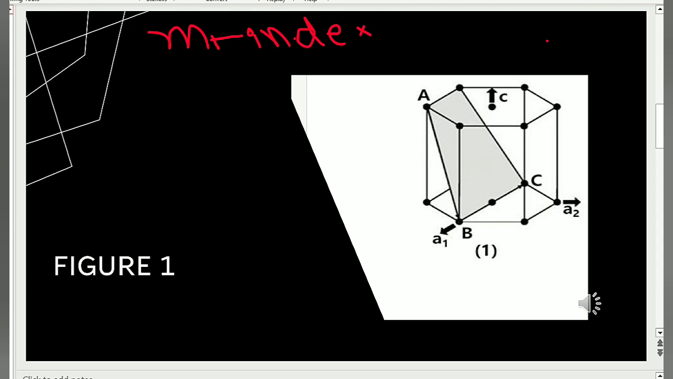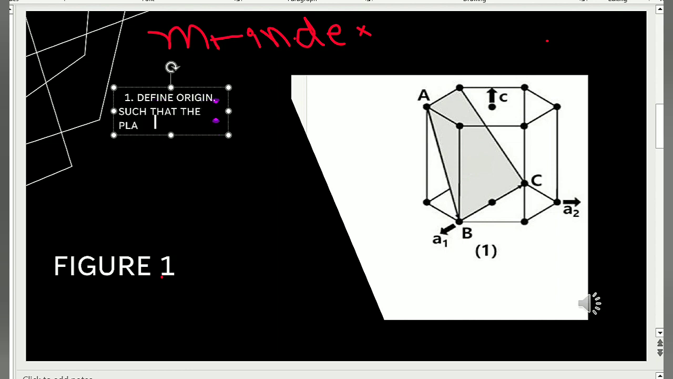So let me first mention the steps that you have to follow while finding out the indices for planes and directions. So the first step is to define the coordinate system. Define origin such that the plane doesn't pass through the origin. So the plane shouldn't pass through the origin.